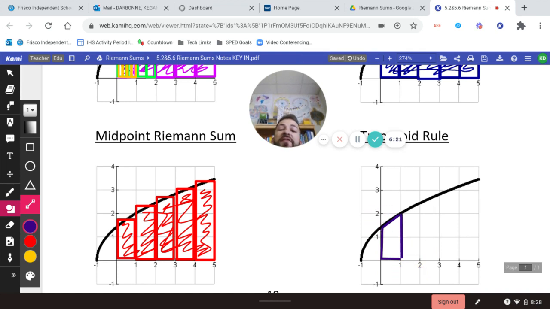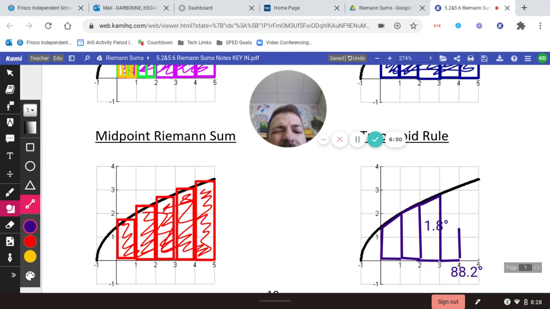So right off the bat, you should notice your trapezoid rule is going to be a lot better than your left or right Riemann sums. Just like your midpoint was kind of the halfway between the left and right, your trapezoid does a similar idea with a diagonal line at the top instead of that flat line. So as I go across, you'll probably notice that it doesn't even look like I'm missing any area under the curve.